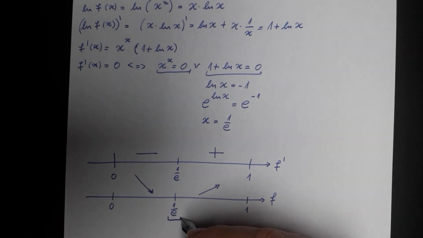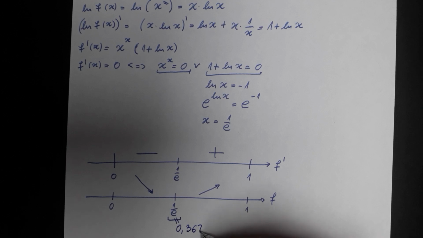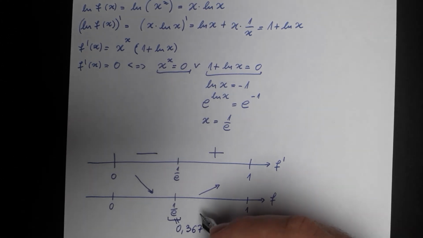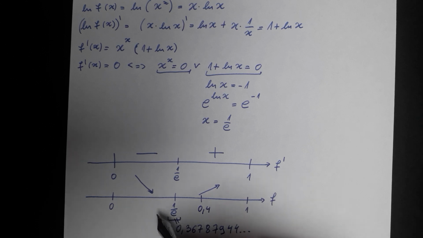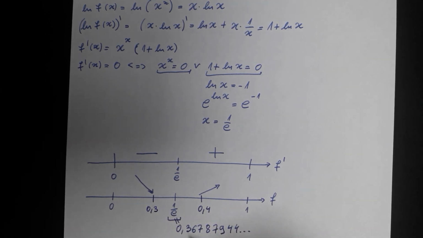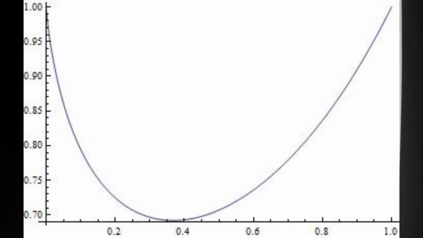Now this 1 over e is equal to 0.36787944 and so on. The dot 0.4 is on the right side of it, and the dot 0.3 is on the left side of it. And finally, I will show you the graph of the function f of x equal to x to the power x.